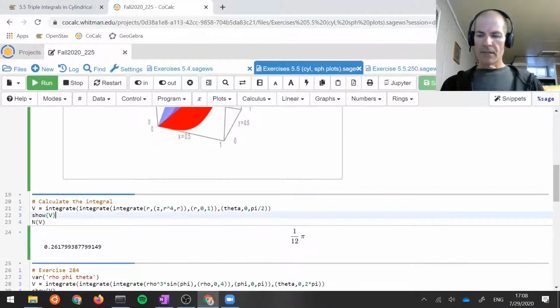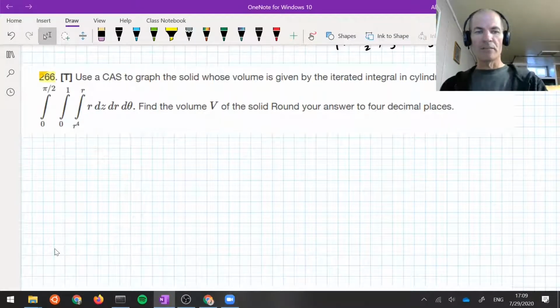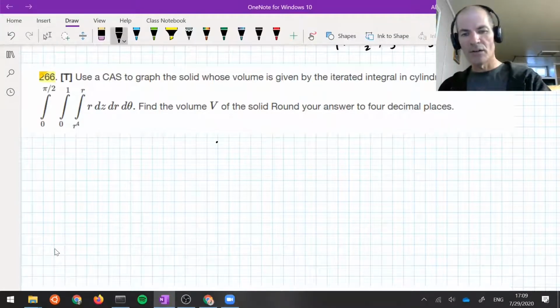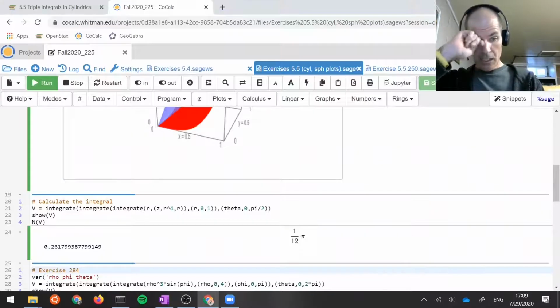I execute that and I find that the volume is pi over 12, and as a floating point number, it's 0.26. So there's really not much to write here other than that the volume works out to be about pi over 12, which is approximately, to 4 decimal places, 0.2618.